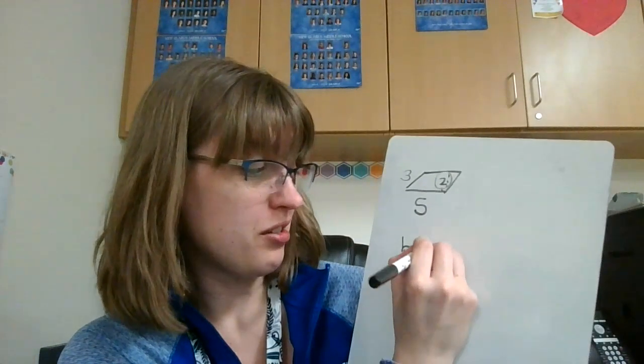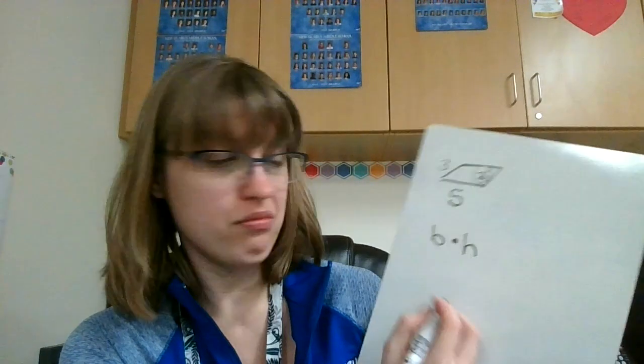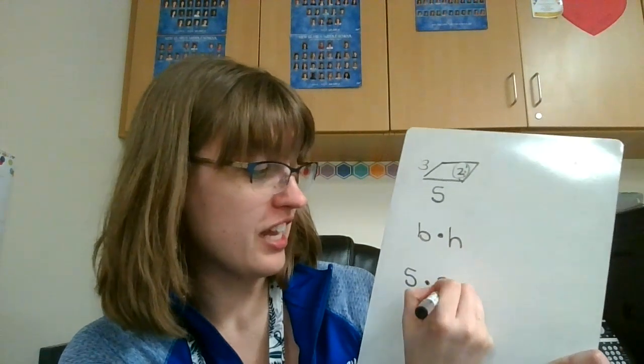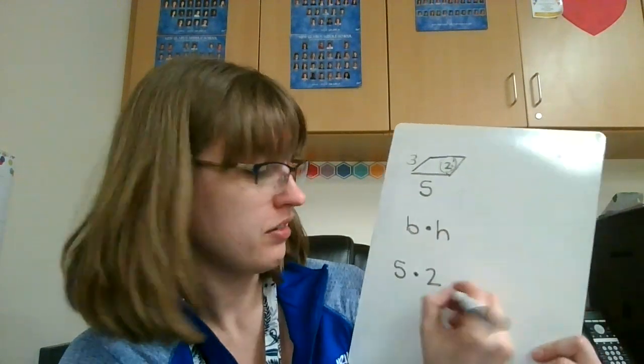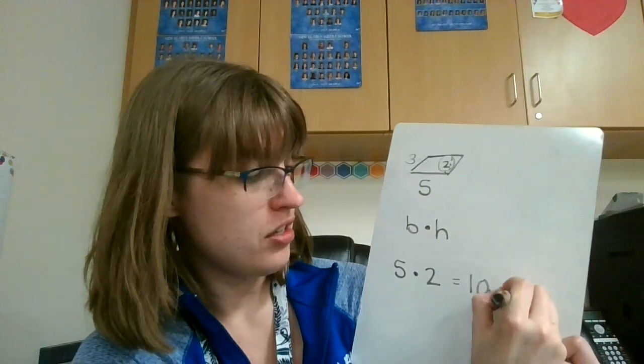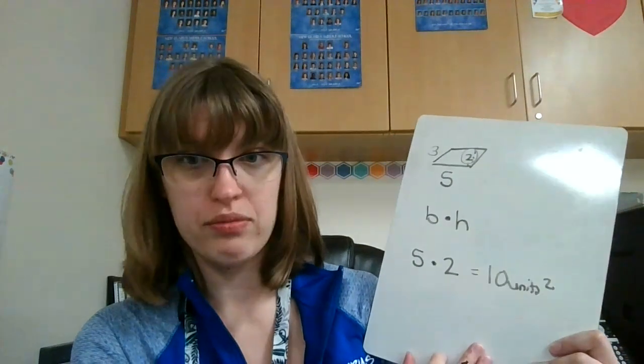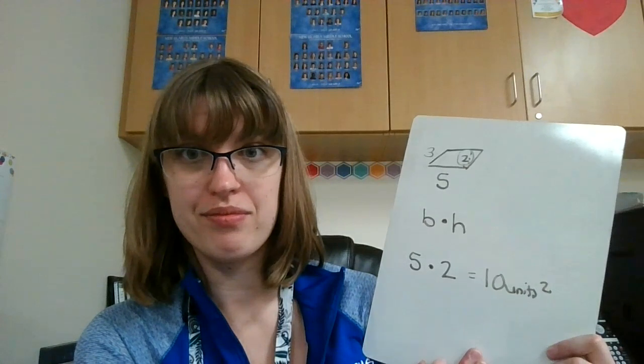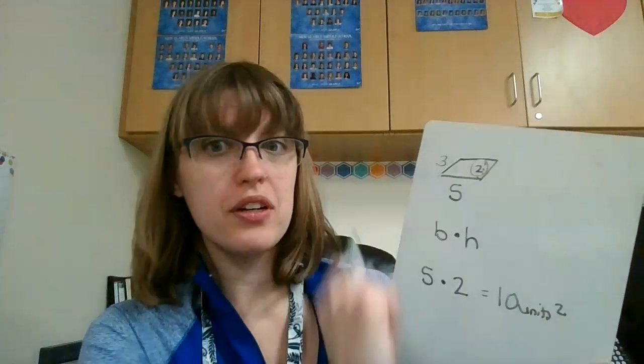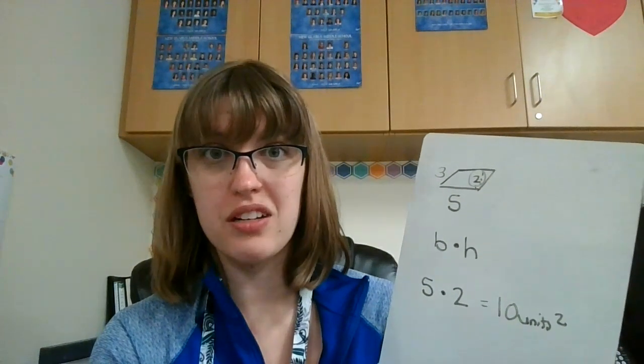Parallelograms are even easier than triangles. It is just base times height. So 5, in this case it's 2. Remember, it's a straight one. 10 units squared. That's it. Doesn't matter how the parallelogram looks, it's just base times height.